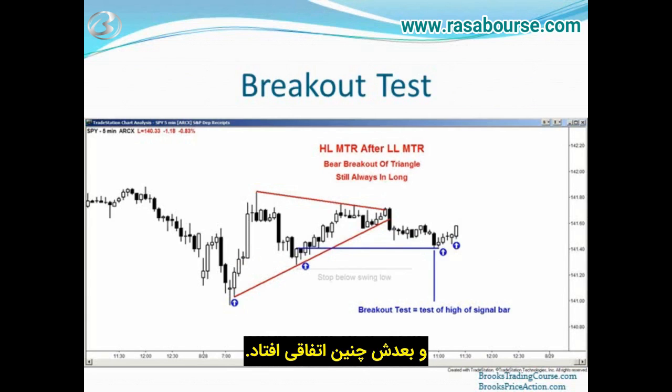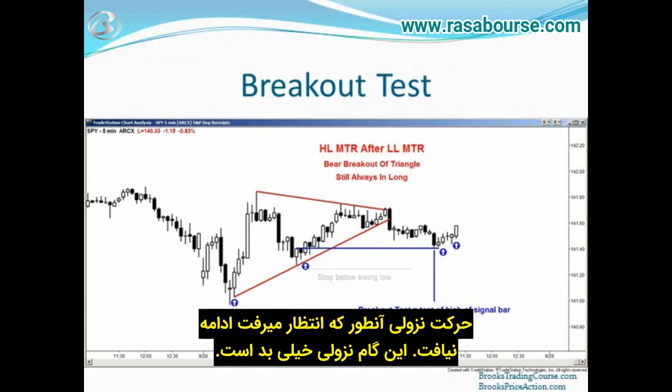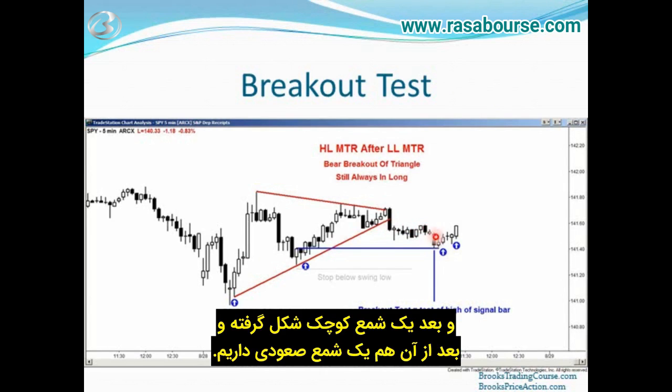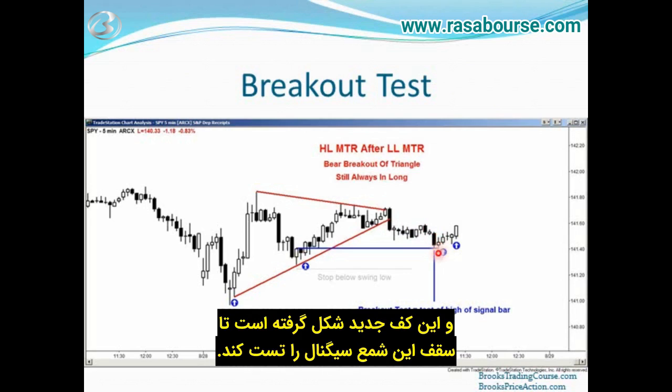And this is what we got. We got bad follow through for the bears. All right, that's terrible follow through for the bears. Another bear breakout, small bar followed by a bull bar. And this low is a test of this signal bar high.